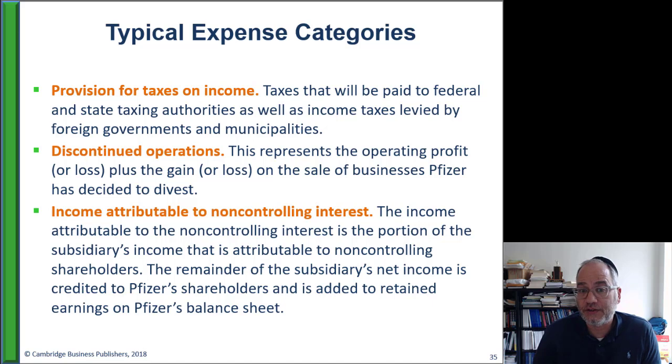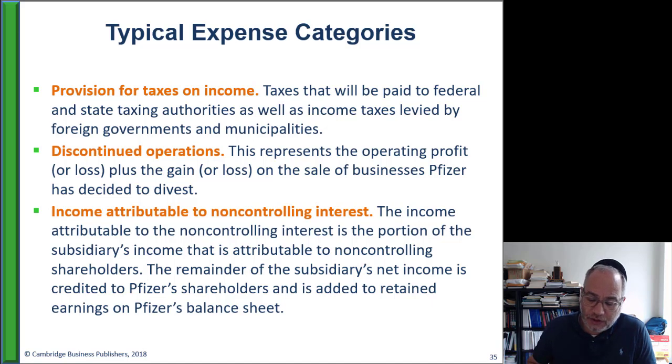Discontinued operations occur when a company decides to close down or sell a business within itself. So this needs to be a distinct business, not just to sell certain assets like a building, but to take an entire line of business that the company has and sell it or close it down.